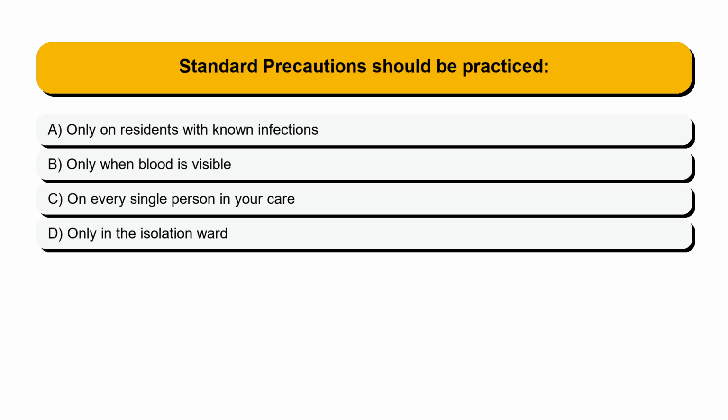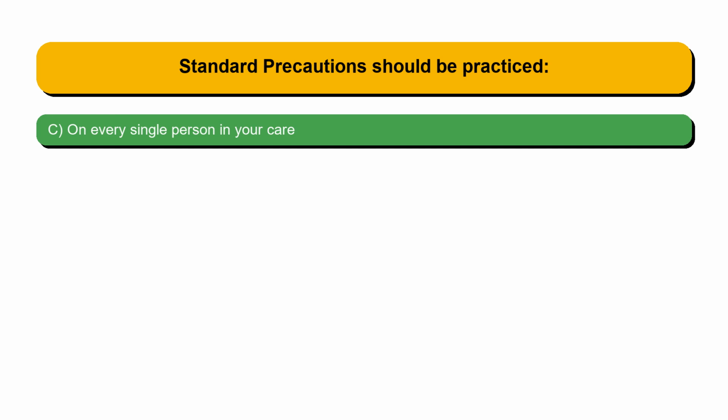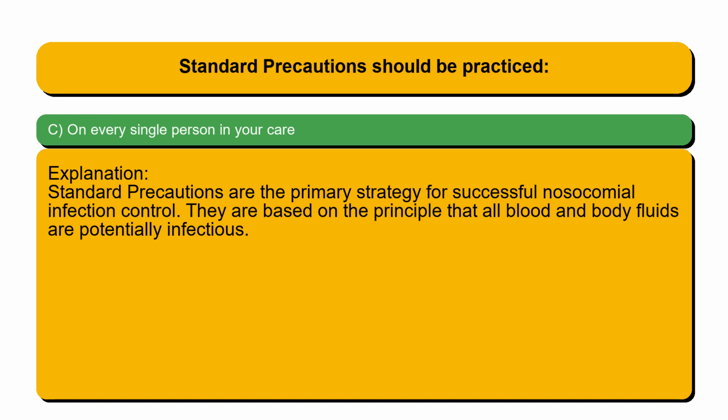Question 8. Standard precautions should be practiced. Option A. Only on residents with known infections. Option B. Only when blood is visible. Option C. On every single person in your care. Option D. Only in the isolation ward. The correct answer is option C. On every single person in your care. Standard precautions are the primary strategy for successful nosocomial infection control. They are based on the principle that all blood and body fluids are potentially infectious.